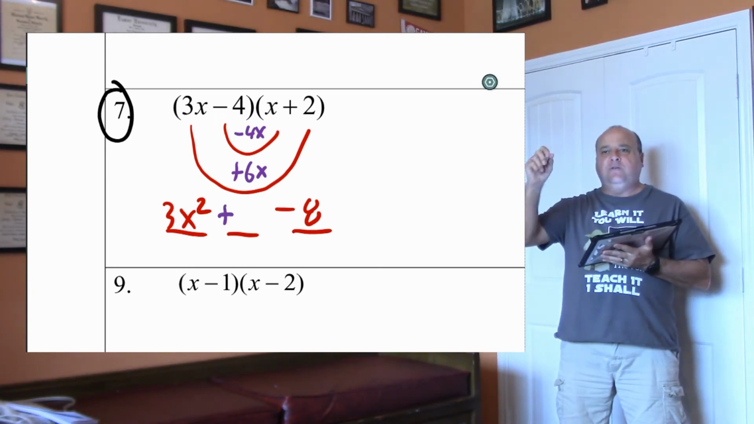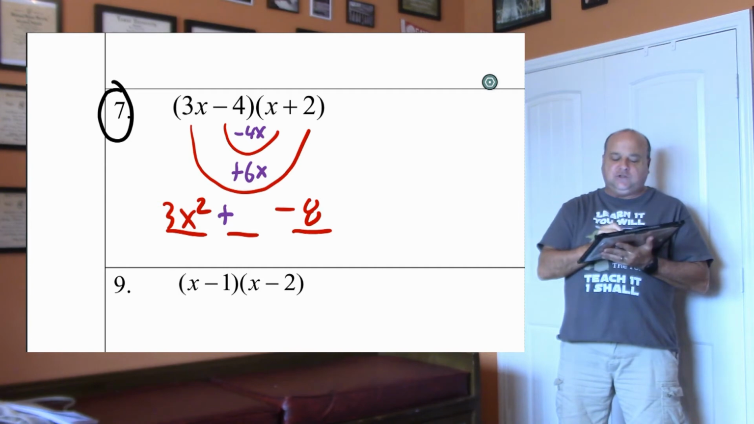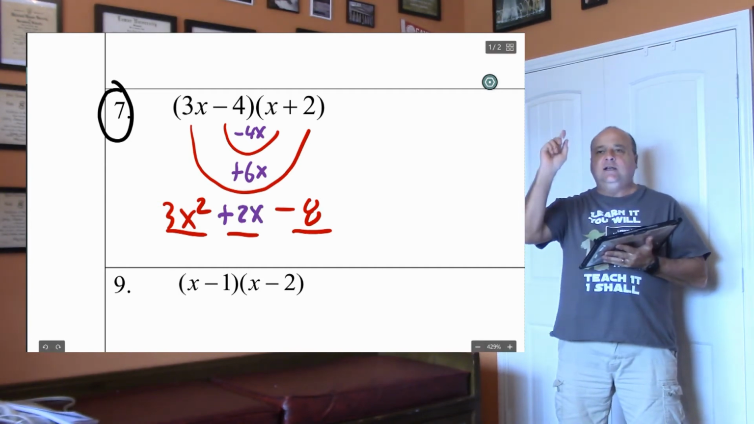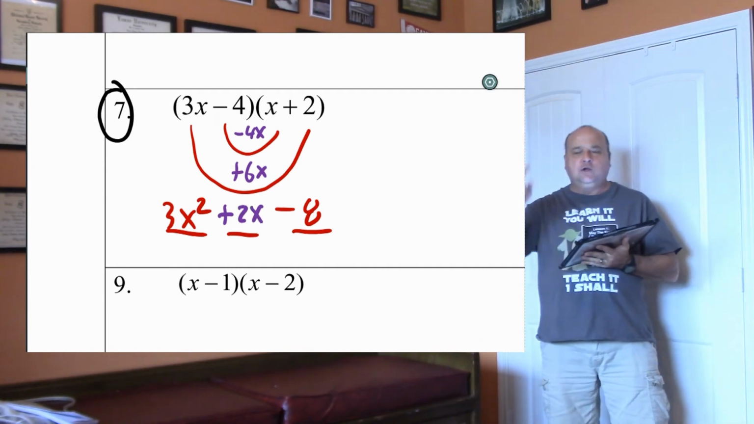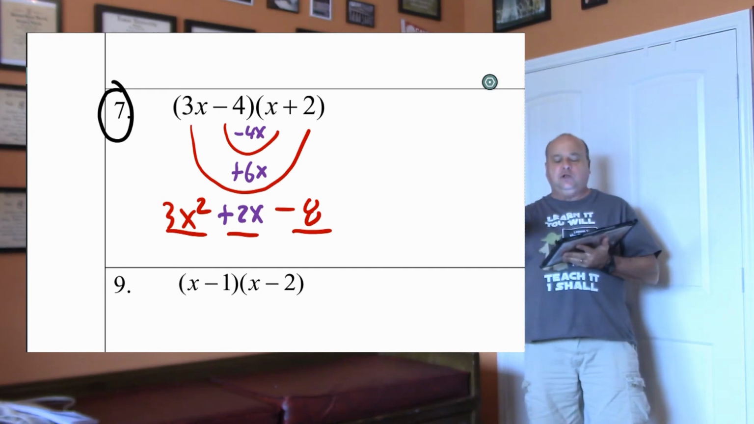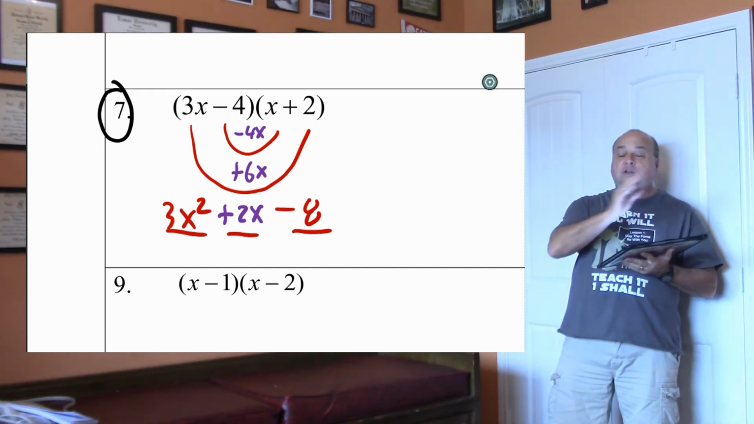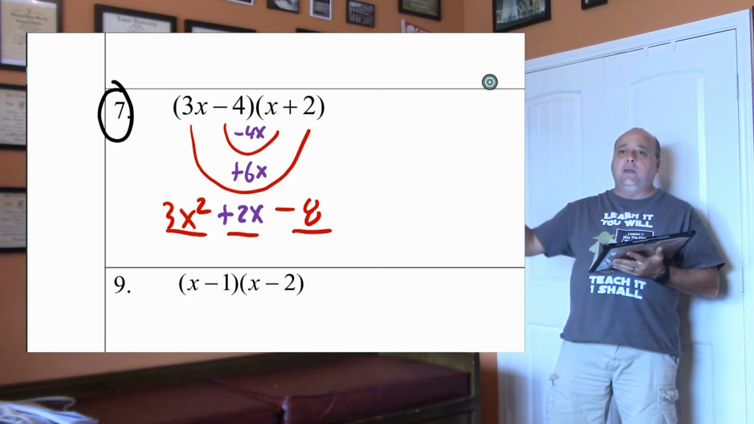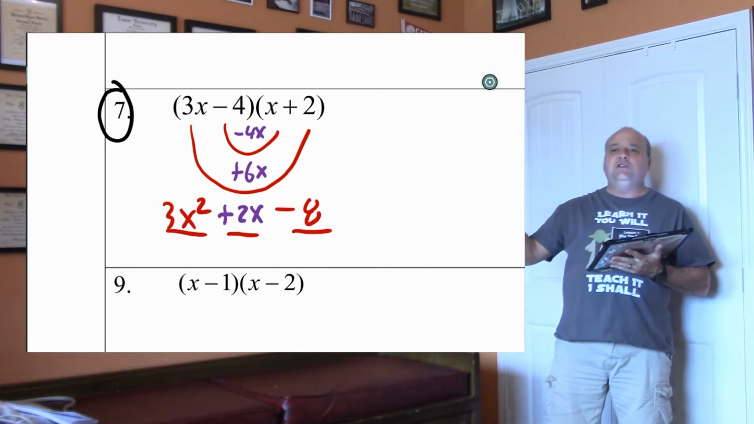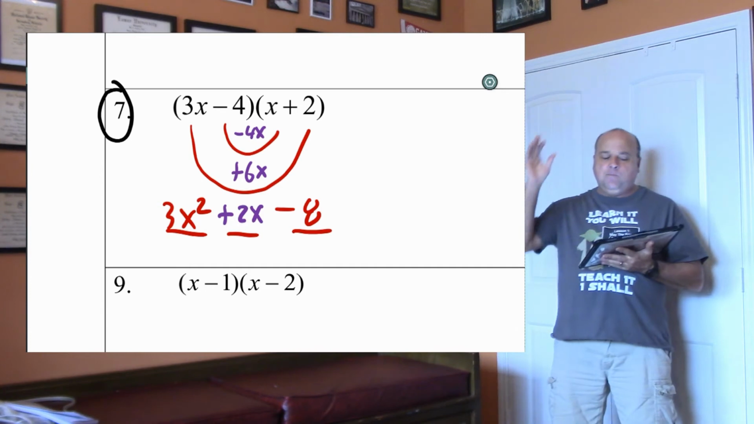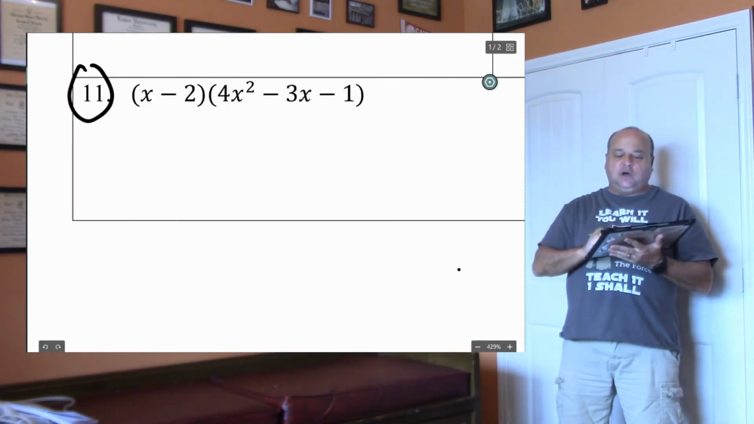4 and 6 have different signs. 4 away from 6 is 2, and my letter's x. Sign, number, letter. So my answer would be 3x squared plus 2x minus 8, which is called a trinomial. Notice if you do it this way, the exponents go from the largest to the smallest, which is standard form, okay? And the last one, I'm just going to start you off.